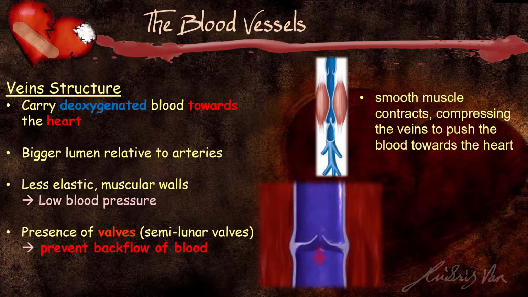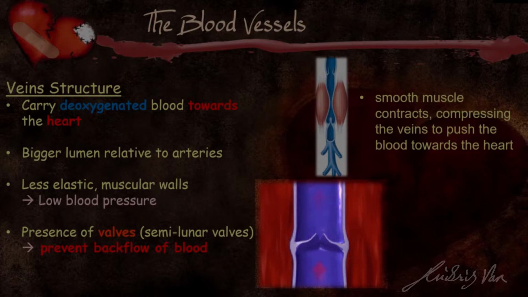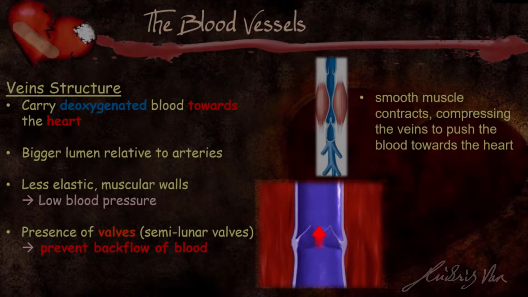The presence of valve will prevent the backflow of blood, as you can see in the GIF on the right. So the smooth muscle will contract, pushing the blood towards our heart. However, when the smooth muscle relaxes, the blood will flow back down, as you can see right at this corner. Now, when the blood is flowing down, the valve will close to prevent the backflow of the blood.